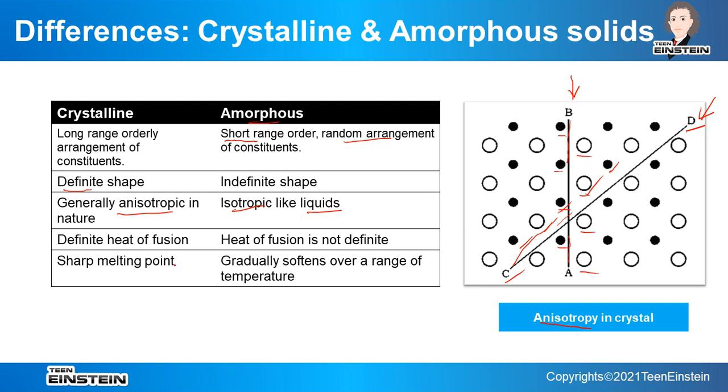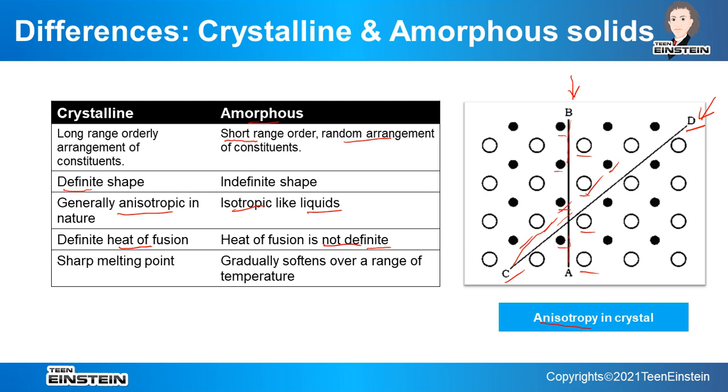Fine. Heat of fusion, that is the heat change for fusion, there is a definite amount. So whenever there is a change from solid state to liquid, there will be a particular amount of heat change. But this is not the case with amorphous solids. Here heat of fusion is not definite.